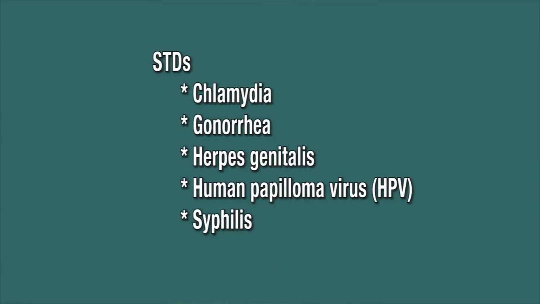Now, going into some of the diseases associated with the male reproductive system, starting with STDs. Some of the most common STDs, which are common in females as well, are chlamydia, gonorrhea, herpes genitalis, HPV, better known as the human papilloma virus, and syphilis. These are some of the very common pathology-associated diseases of the male as well as the female reproductive system.